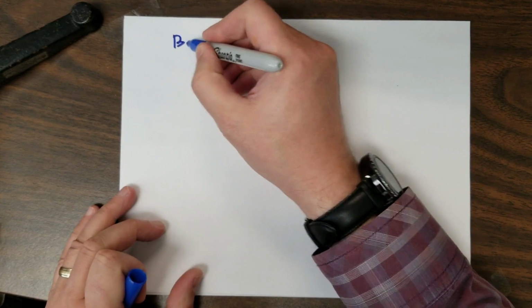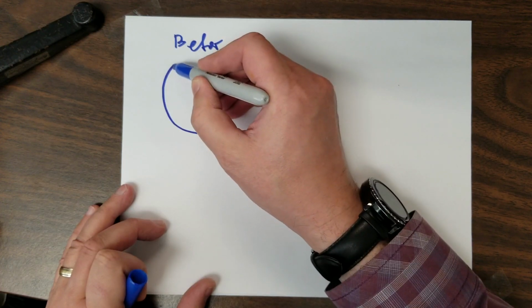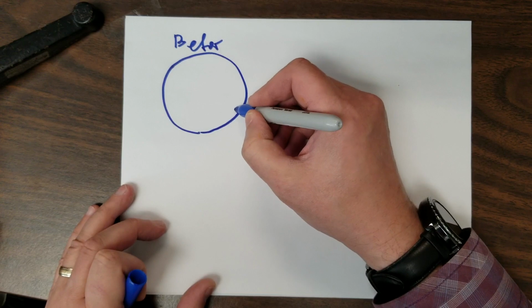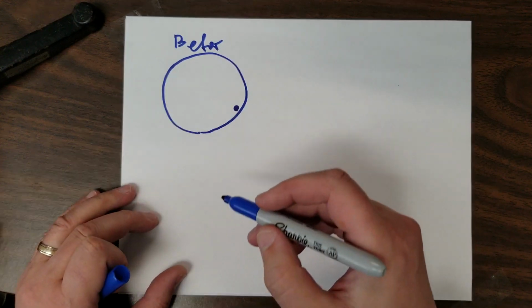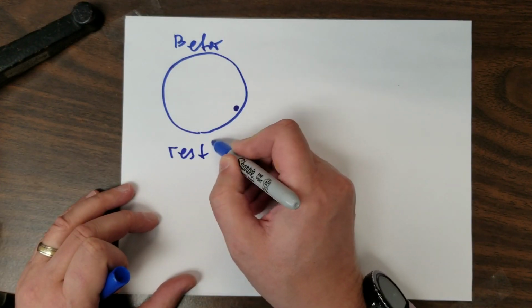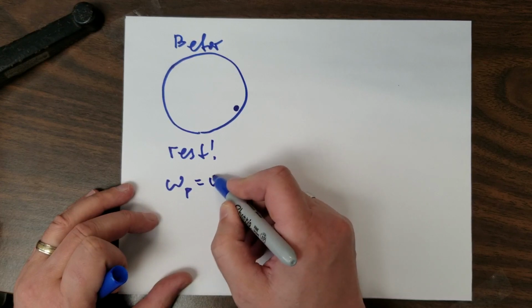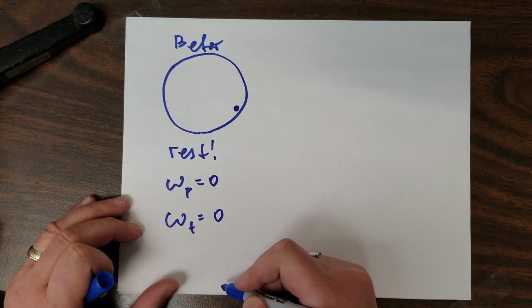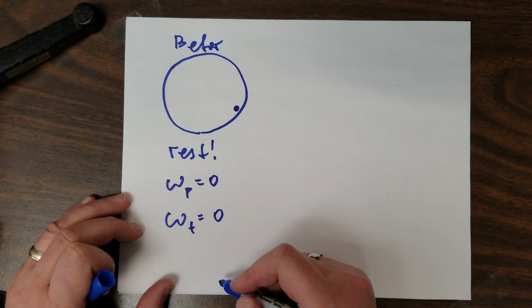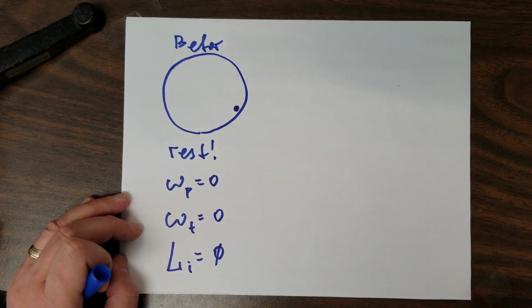So, before anything started happening, we had a turntable, person. If we look from the top, we don't see anything but just head, and everything is at rest. So for the person, the angular velocity is 0. For the turntable, it is 0, which means the whole system doesn't have any angular momentum. The initial angular momentum of the whole system is 0.